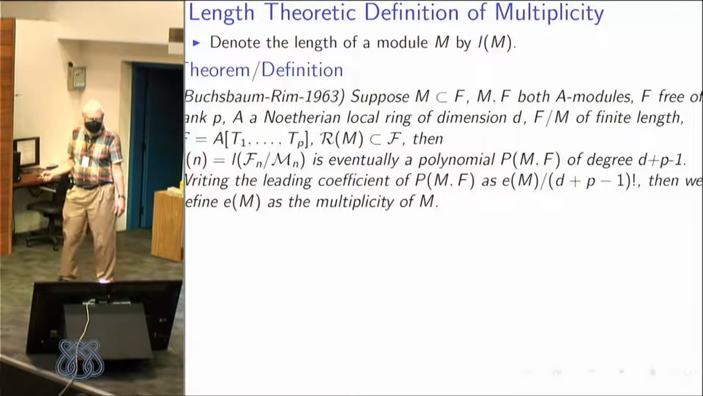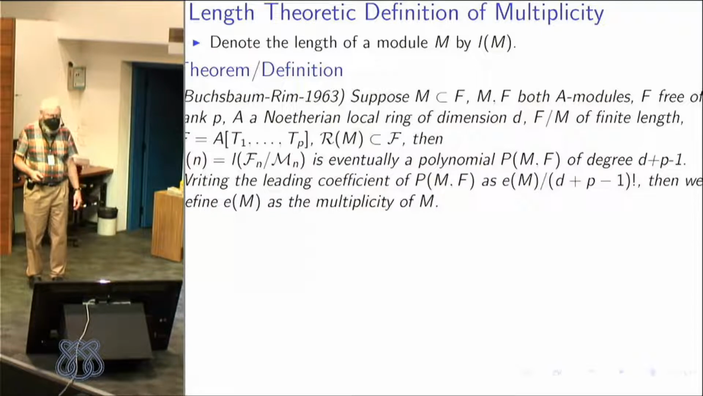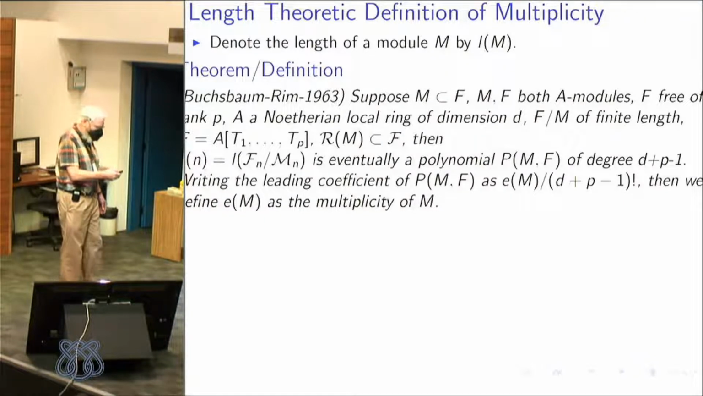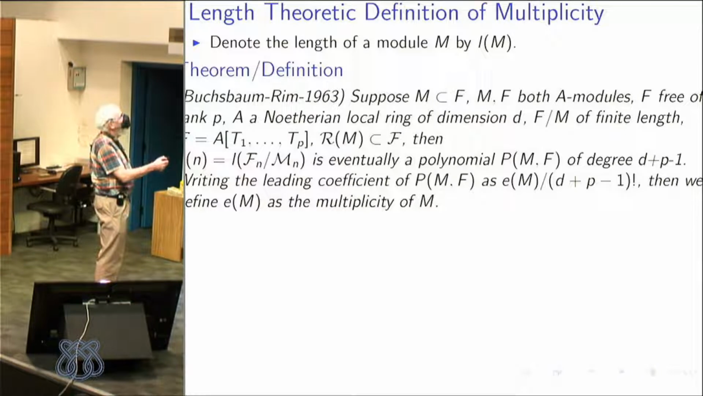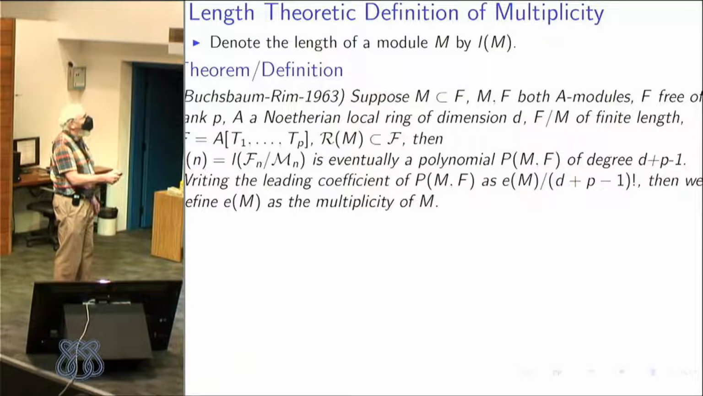Anyway, here's the theorem definition. This was originally done by Buchsbaum and Rim. And the idea is that you want to look at growth. You have this polynomial ring here, and we have R inside here. And then we're going to look at the length of these quotients, all the terms of degree n divided by those that are in M_n. And this turns out to be a polynomial, surprise. And the leading coefficient can be written as a number divided by (d+p-1) factorial. And so whatever this number is, that's the multiplicity.